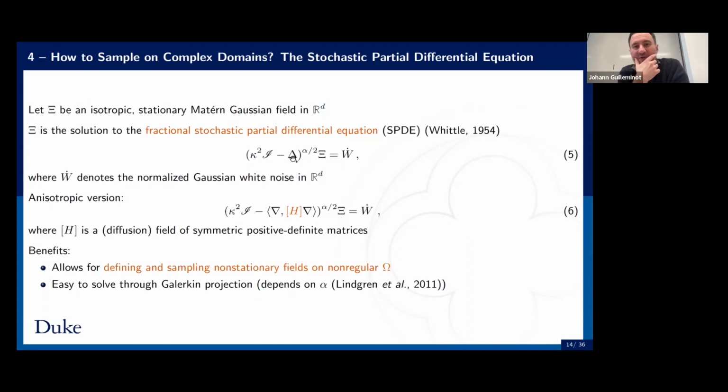So that's a fractional stochastic partial differential equation. It's fractional because in principle, alpha could be anything. In practice, usually we don't do that for a couple of reasons. But alpha could be anything. So if alpha is anything, that becomes a fractional operator. But essentially, this guy is the normalized Gaussian white noise. So if you solve this equation, this guy is going to have a particular covariance function. So what I'm going to do is that I'm going to introduce some anisotropy in this kernel, and I'm going to play with this guy. So this guy is essentially going to control the white noise.